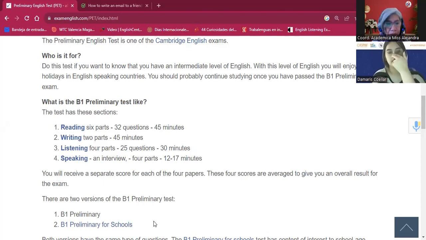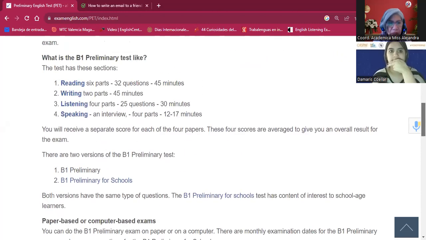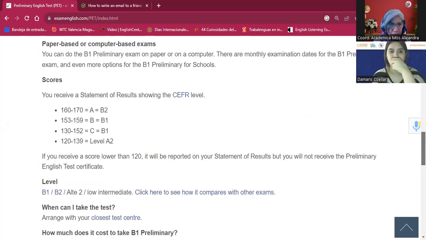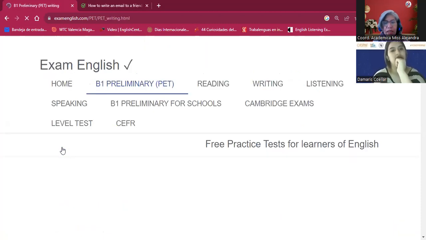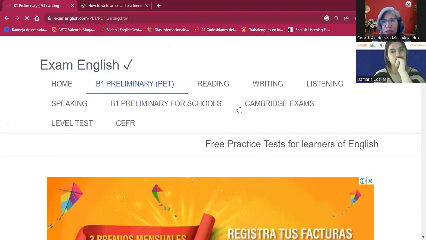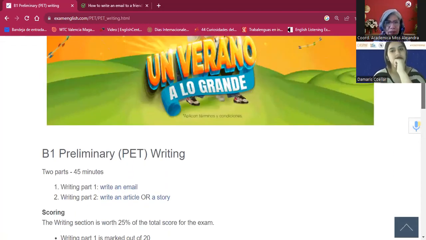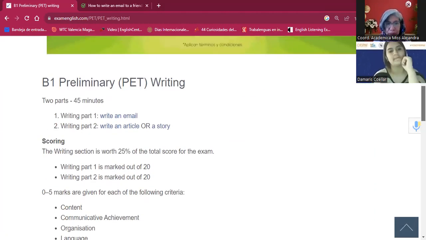I want B1 Preliminary for school, that is different. But the writing part is two parts, with 45 minutes. It has two parts, the mandatory one and the chosen one. You decide what to do in the chosen one. The first one is writing an email, and the second one is writing an article or a story.